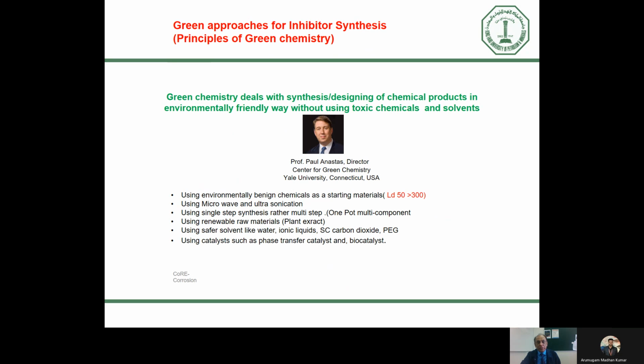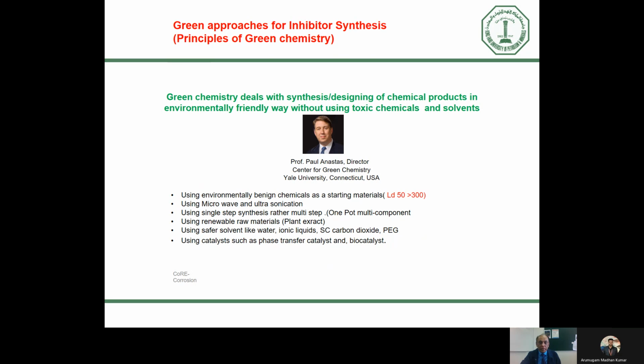With the application of green chemistry, we can protect against corrosion. So what is green chemistry? Green chemistry deals with the synthesis and designing of chemical products in an environmentally benign method without using any toxic solvents. And these are the guidelines. We can synthesize corrosion inhibitors by using environmentally benign chemicals, meaning non-toxic chemicals. And what is the non-toxicity criterion? LD50 should be more than 300 milligram.